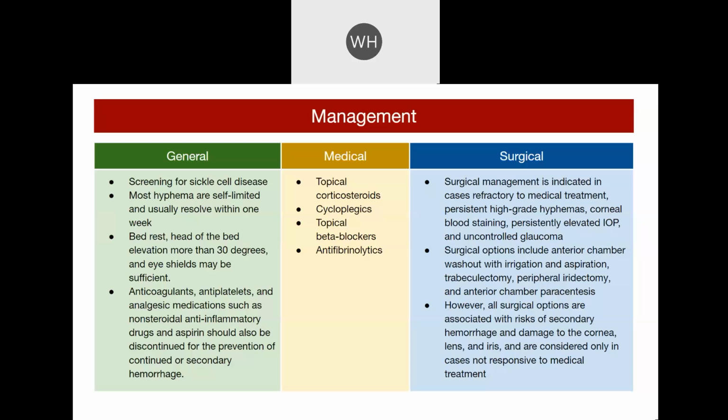Surgical management is indicated in cases refractory to medical treatment, persistent high-grade hyphema, corneal blood staining, persistently elevated intraocular pressure, and uncontrolled glaucoma. Surgical options include anterior chamber washout with irrigation and aspiration, trabeculectomy, peripheral iridectomy, and anterior chamber paracentesis. However, all these surgical options are associated with risk of secondary hemorrhage and damage to the cornea, lens, and iris, and are considered only in cases not responsive to the medical treatment. Alright, that's all for traumatic hyphema.